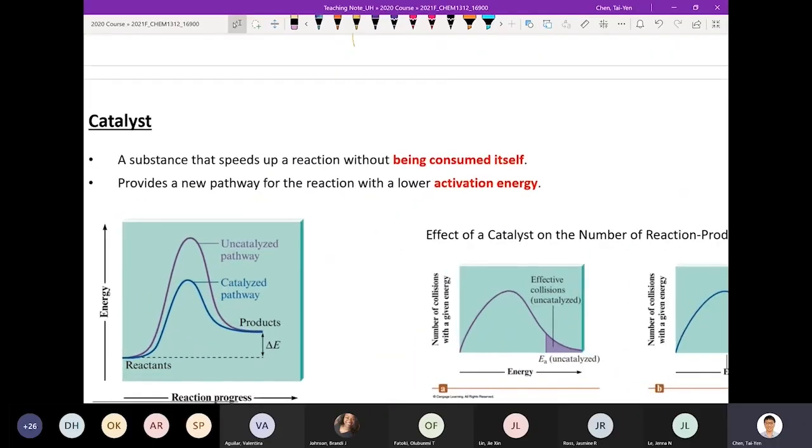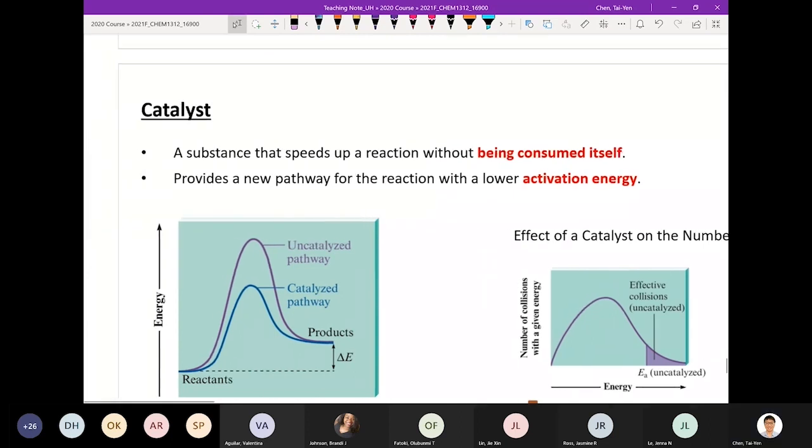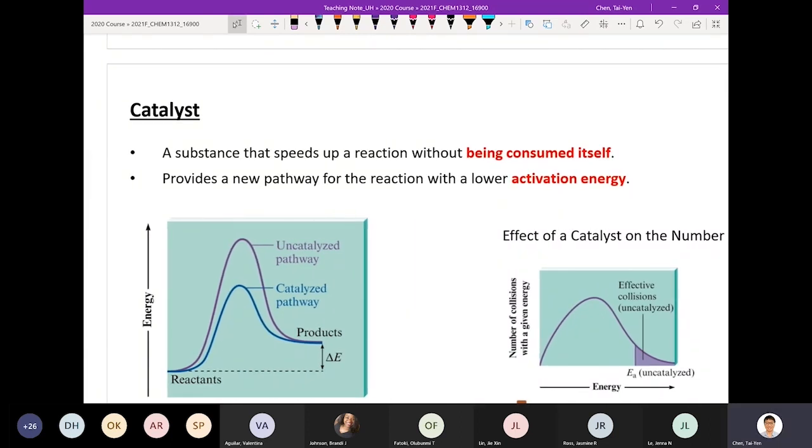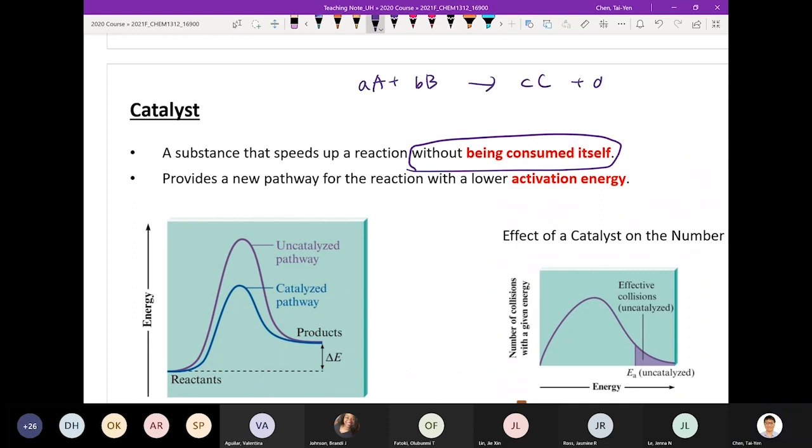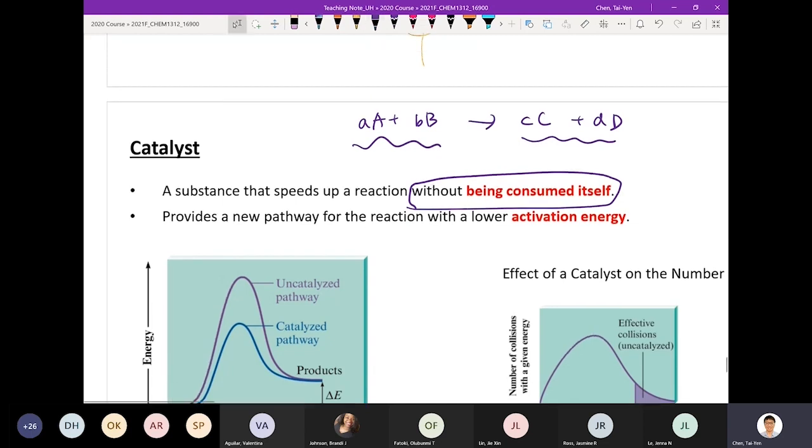Okay, so the key thing about the catalyst that you need to know is that a catalyst is the substance that's going to speed up your reaction. The catalyst will never be consumed, and it will never appear on either side of your chemical reaction. So when we write a chemical equation, we know the things on the left side are the reactants. On the right side are your products. The catalyst will never show on either side. The only place the catalyst will show up is above this arrow.